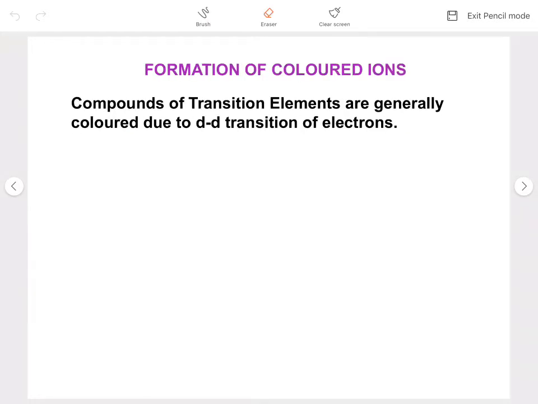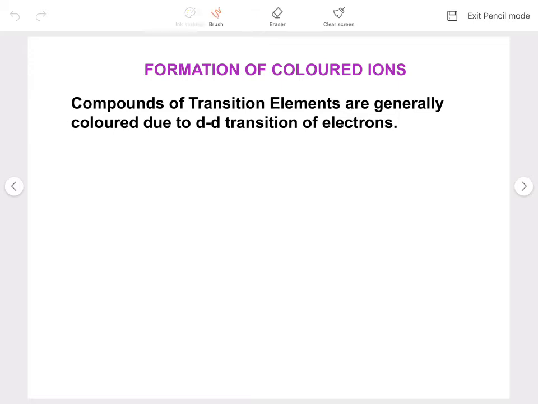Another property of transition elements is formation of colored ions. The compounds of transition elements are generally colored due to d-d transition of electrons. Now what is this d-d transition? Actually, the d orbitals in an isolated atom are degenerate. Degenerate means they have the same energy. But during the formation of compound, these d orbitals split up into 2 sets.